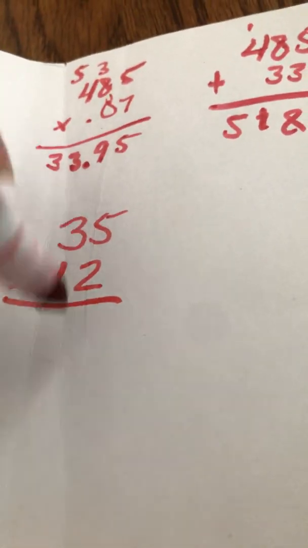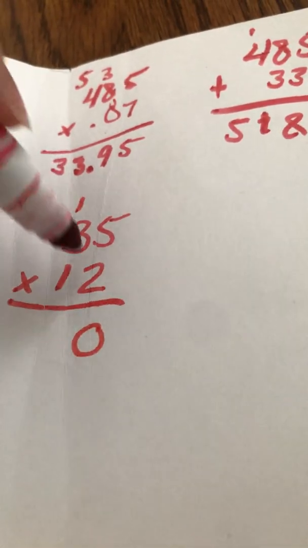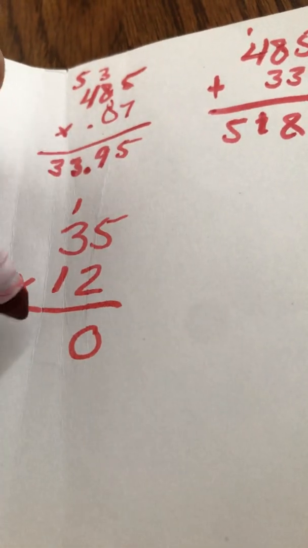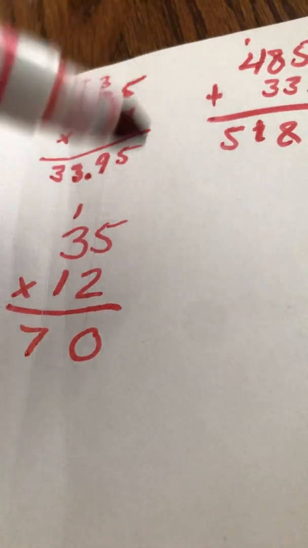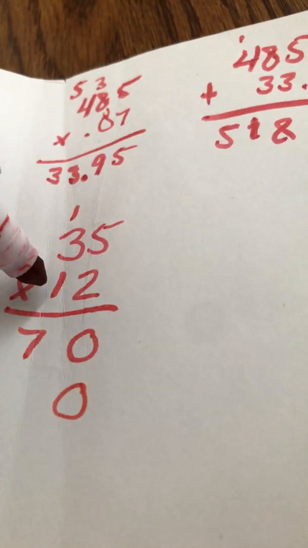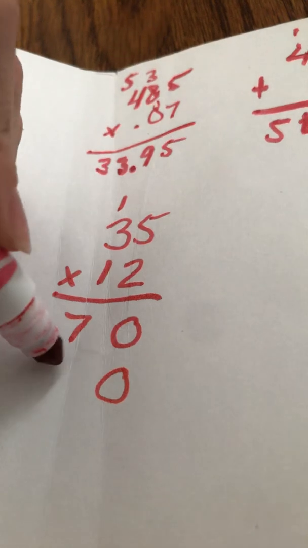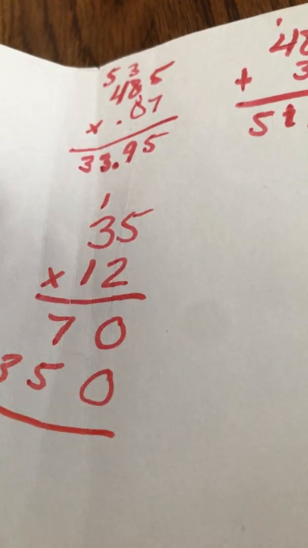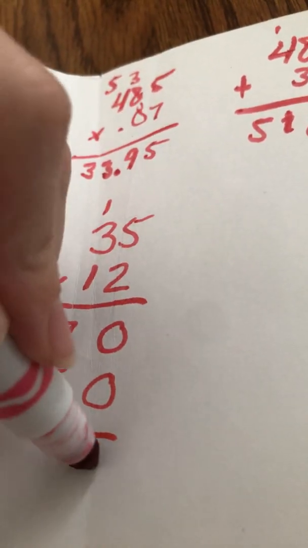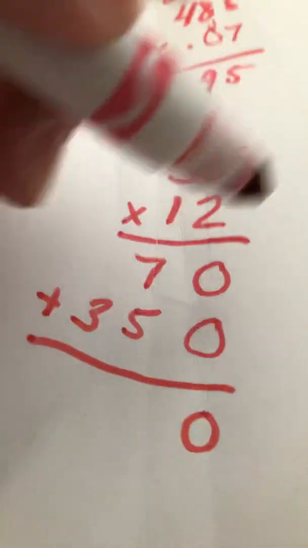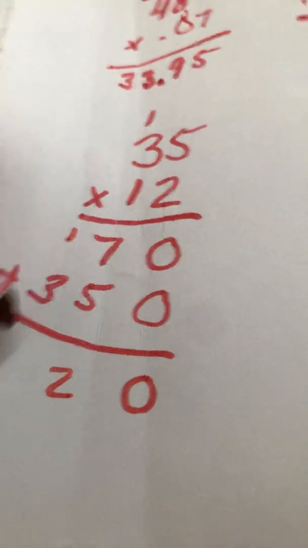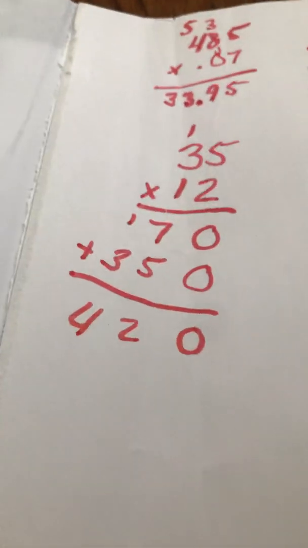So 2 times 5 is 10. 2 times 3 is 6 plus 1 is 7. Add a 0. 1 times 5 is 5. 1 times 3 is 3. Add those together. So you have 0 plus 0 is 0. You have 7 plus 5 is 12. 1 plus 3 is 4. So in 1 year you pay $420.